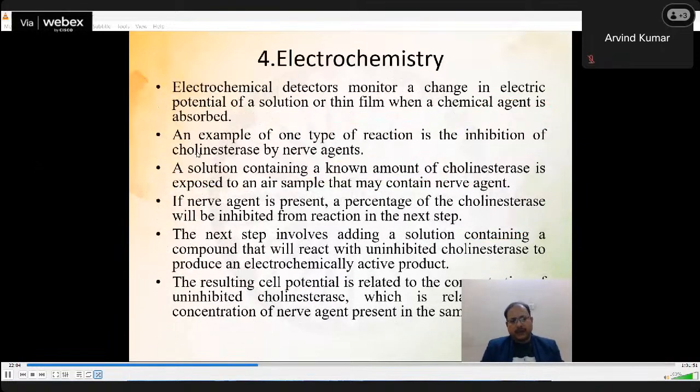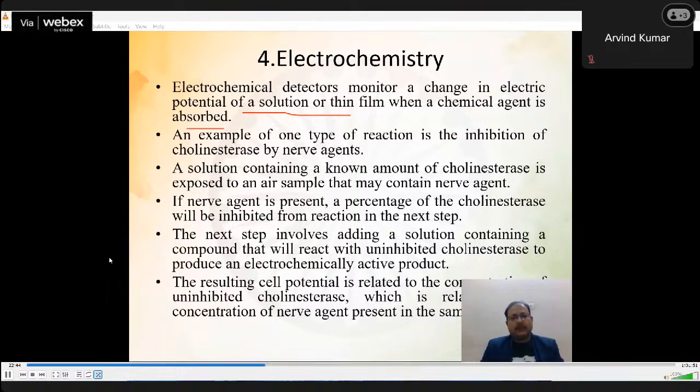Next point is electrochemistry. Electrochemical sensors monitor a change in electric potential of a solution or thin film when a chemical agent is absorbed. This mechanism is basically absorption of a chemical agent, and we have to focus upon this particular part. So when we talk about electrochemistry, again it basically uses a relationship between electrical potential difference and chemical change. What is the electrical potential difference and chemical change? This is the basic fundamental.